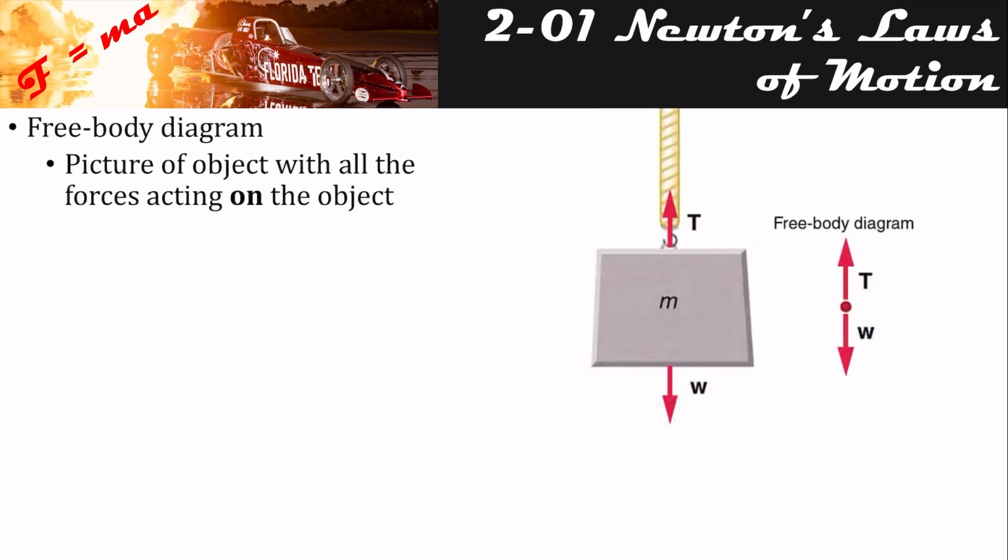When we solve force problems, we often need to draw what are called free body diagrams, which is a picture of an object with all the forces acting on this object. For example, this little weight that's hanging here has the force of weight down, the force of tension in the string going up.